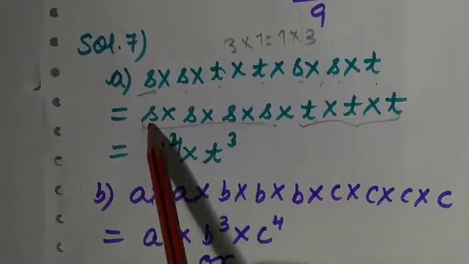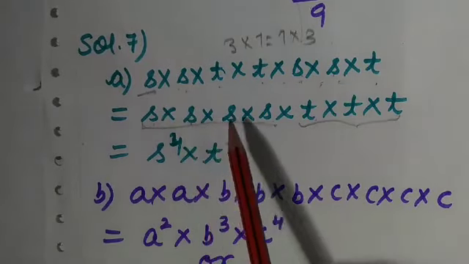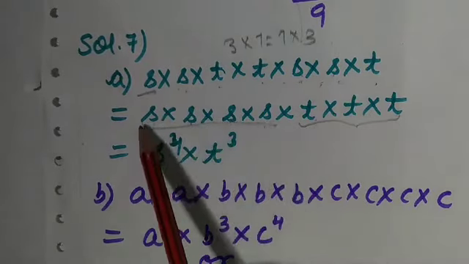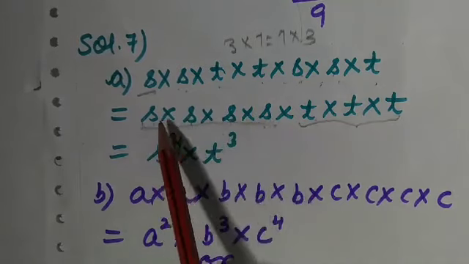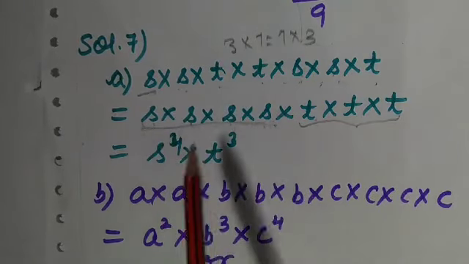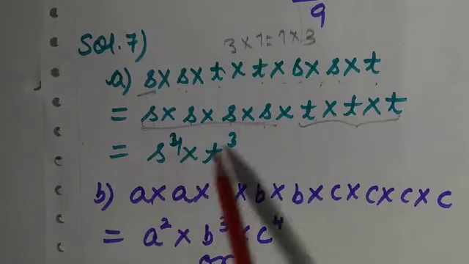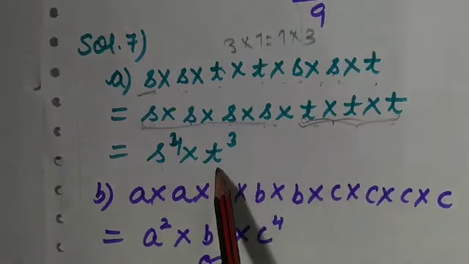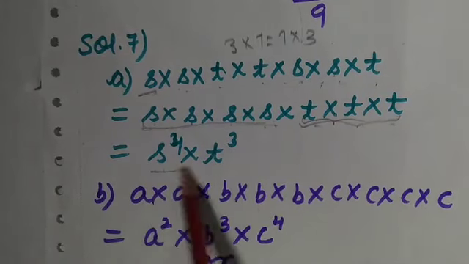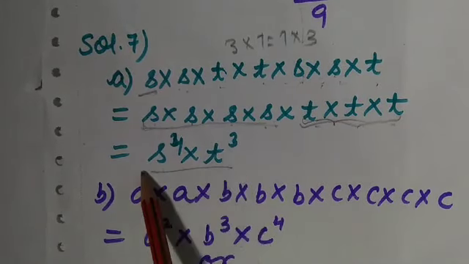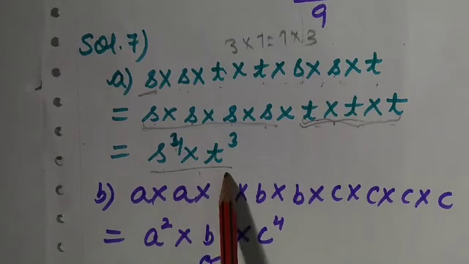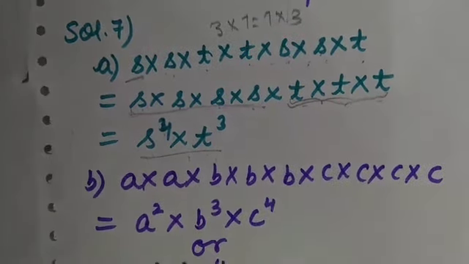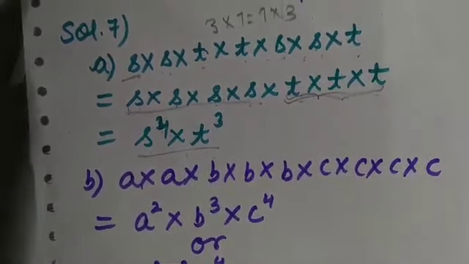So now we have s into s into s into s. Now we have 4 s's, they are multiplied with each other. So this can be written as s raised to the power 4. Same for t. t is multiplied 3 times. So this can be written as t raised to the power 3. So this is its exponential form, s raised to the power 4 into t raised to the power 3. Now come to B part of question number 7.